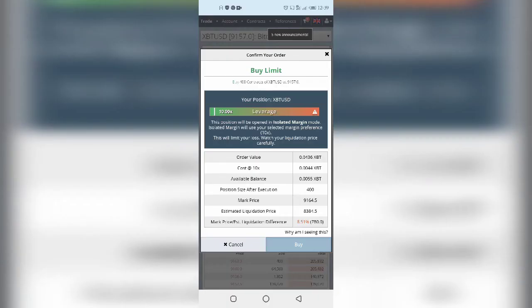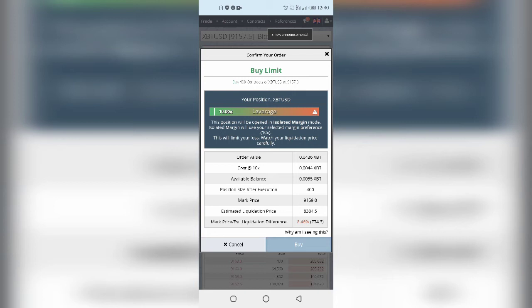Now look at here. Here you now see the other value. This is the actual value of what you're buying, but this is what is costing you at 10x leverage position from your account balance, and this is your available balance. This is a position set after execution. Mark price: you're buying at this particular price, the current market price, and this is the estimated liquidation price.